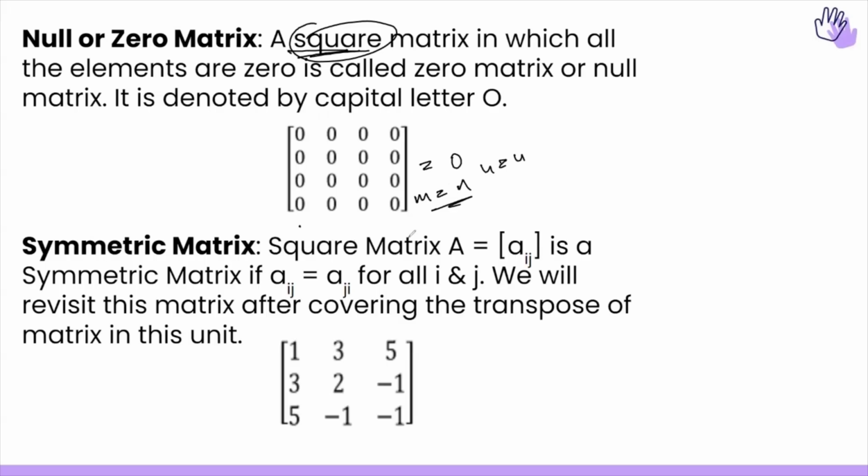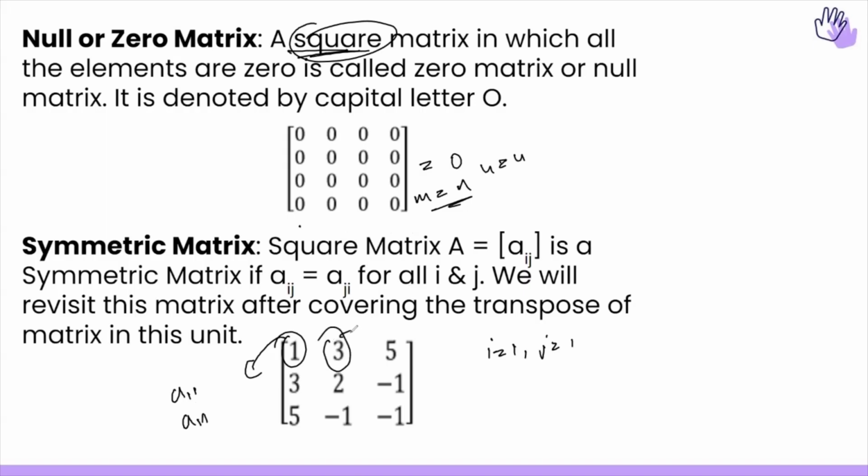What is a symmetric matrix? A square matrix A equal to [Aij] is a symmetric matrix if Aij equal to Aji for all i and j. We will revisit this matrix after covering the transpose of a matrix in this unit. There's another concept called transpose, we'll see that later. But a symmetric matrix means your Aij should be equal to Aji. For example, take this scenario. This is A11, and this will be equal to A11 itself, because i equal to 1 and j equal to 1.